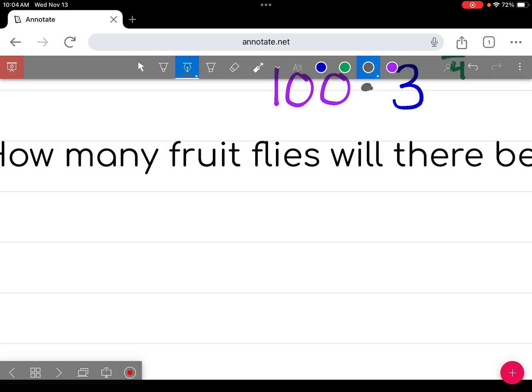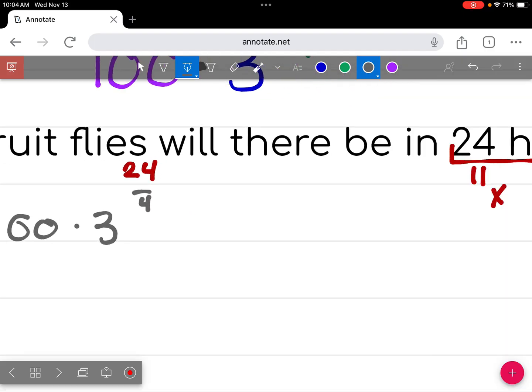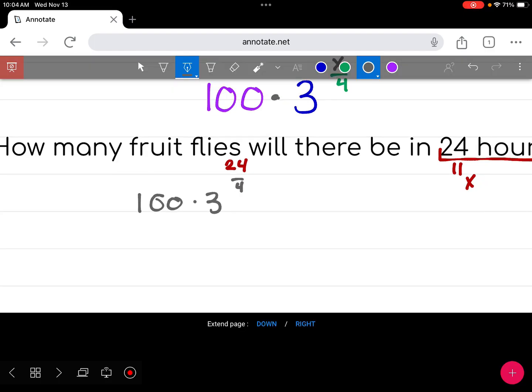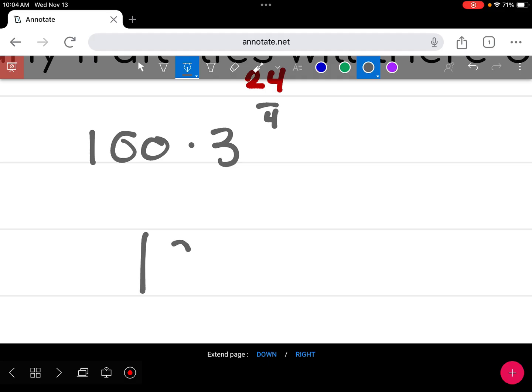So what we're going to do is we're going to substitute this in. We're going to have our 100 times 3 to the power of 24 over 4. And we could type it in just like that. The calculators can do it. It's a little annoying and we have to be super careful. Or we can simplify that. What is 24 divided by 4? 6. So we have 100 times 3 to the 6th.